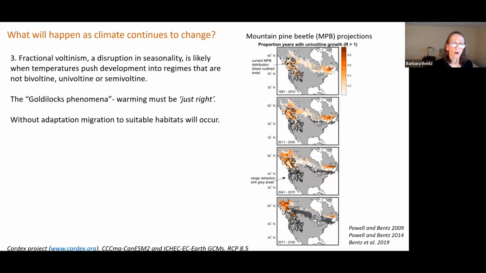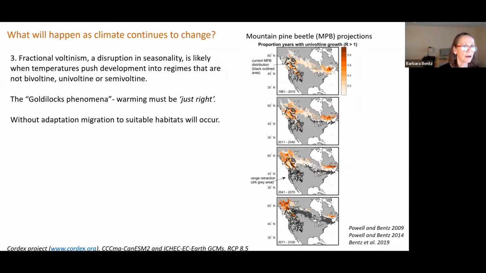So as climate warms through time, our forecasts suggest the probability of population success moves northward into British Columbia and Alberta, with range retraction occurring in the US as seasonality is disrupted. So the model forecasts that in the next 50 years, the area of highest population success is going to be in northern BC. And we're actually already witnessing this northward movement of mountain pine beetle.